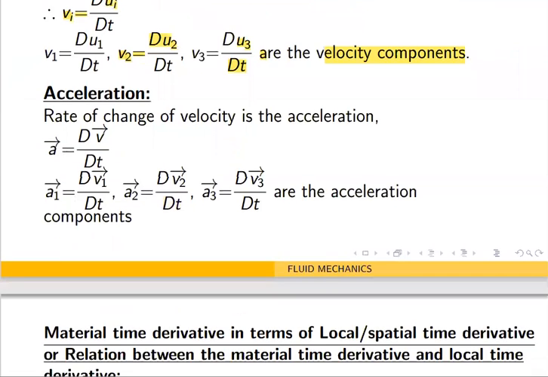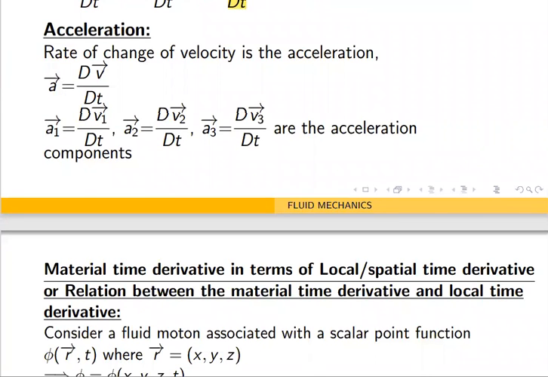Let us see what is acceleration. The rate of change of velocity is nothing but acceleration. So A is Dv by dt. So A1 is Dv1 by dt, A2 is Dv2 by dt, and A3 is Dv3 by dt. So these are the acceleration components. So this is material acceleration.